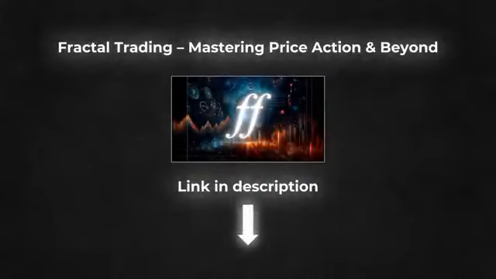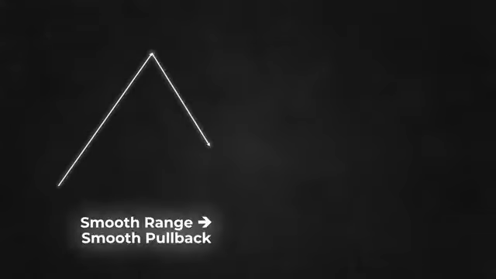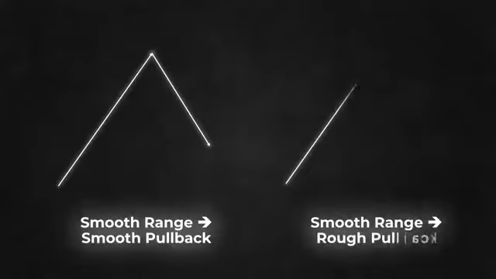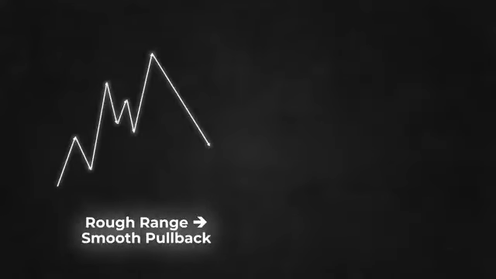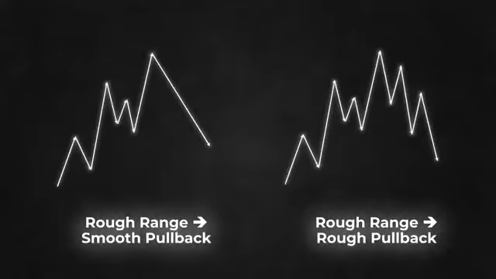We need to classify different scenarios related to the level of smoothness in the price movement that forms the range and the price movement that forms the pullback. There are 4 possibilities: a smooth range with a smooth pullback, smooth range with rough pullback, a rough range with a smooth pullback, and a rough range with a rough pullback.